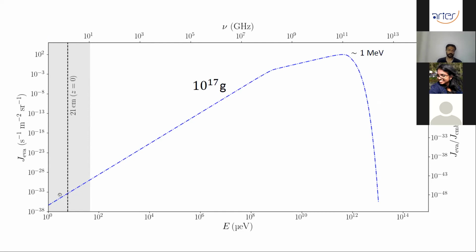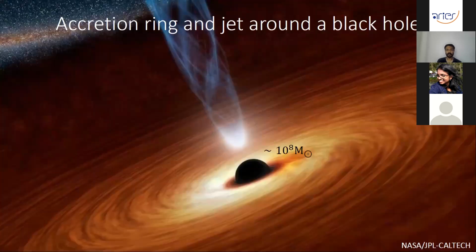Clearly, this is too small, and we are immediately led to the conclusion that the evaporating primordial black holes cannot explain the excess radio background. So let us now look at a different scenario, which is the accreting primordial black holes. This figure is just an artistic impression showing a supermassive black hole accreting matter around it and giving off strong electromagnetic radiation. Typically they are of masses of the order of 10^8 solar mass.